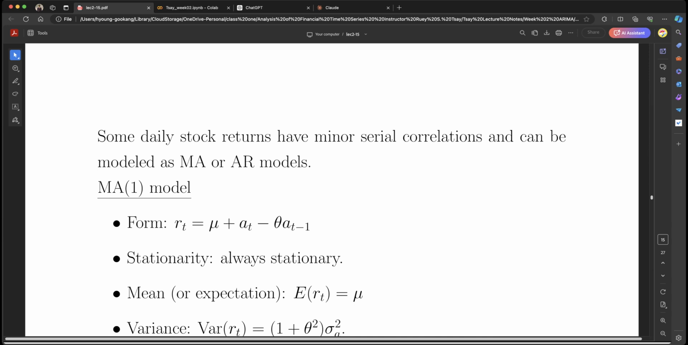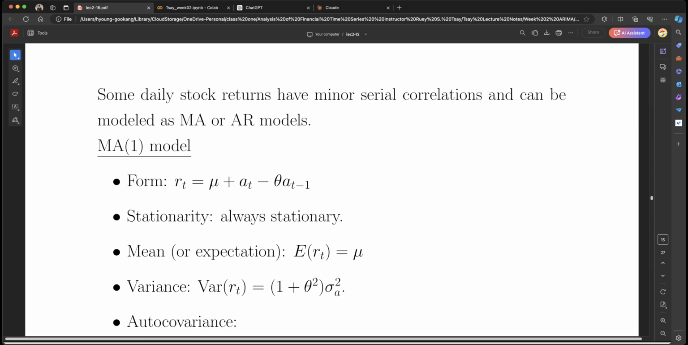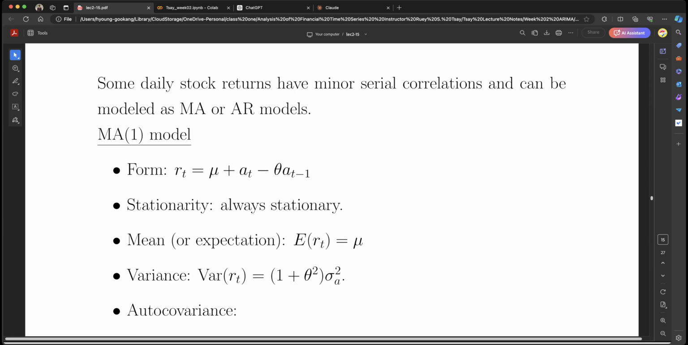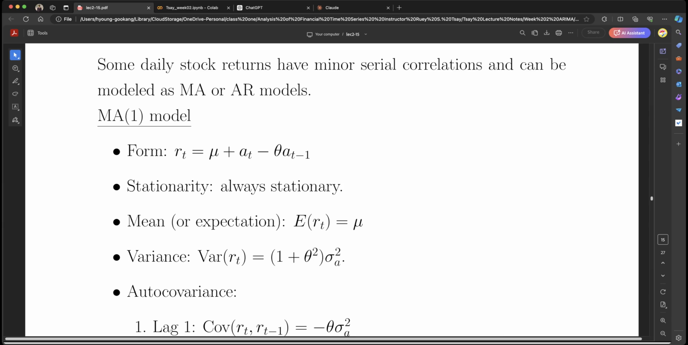So in the previous AR1 model, we have R_{t-1}, right? By including R_{t-1}, it is infinite memory, although it is decreasing. Now stationarity: it is always stationary because it depends only on a limited past of one period. So intuitively it is stationary. And the mean is something like this. Variance is this one.